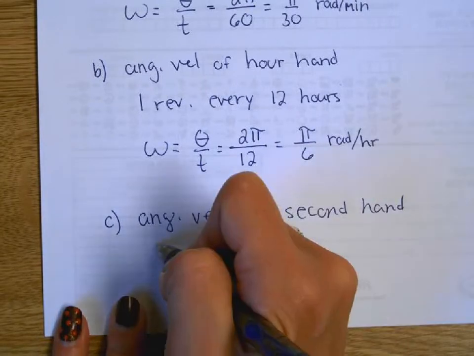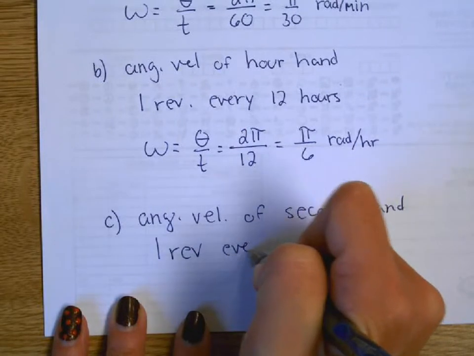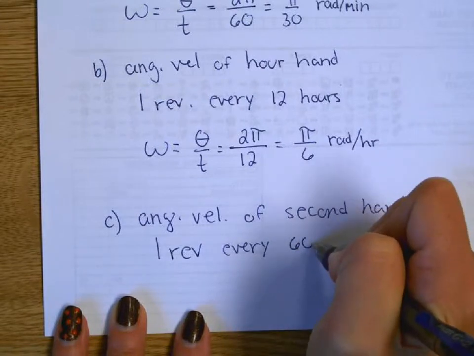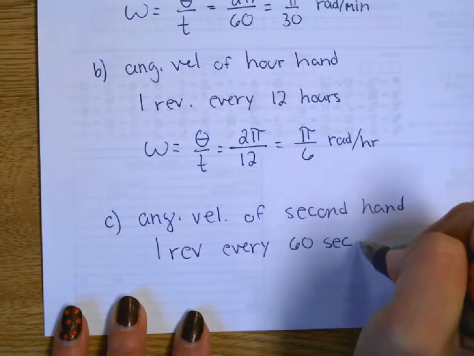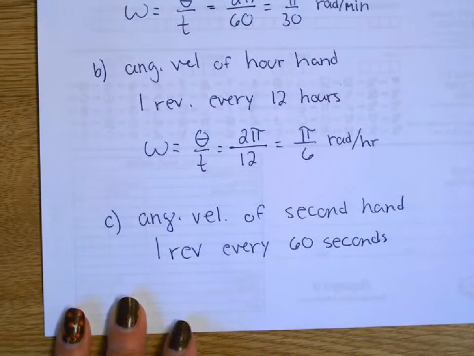So the whole trick to these is knowing how long it takes the hand to go around the clock. One revolution every 60 seconds. Take a look. I can see that red hand moving. It only takes 60 seconds to go around. The other two are moving too slow for us to see with our eye.